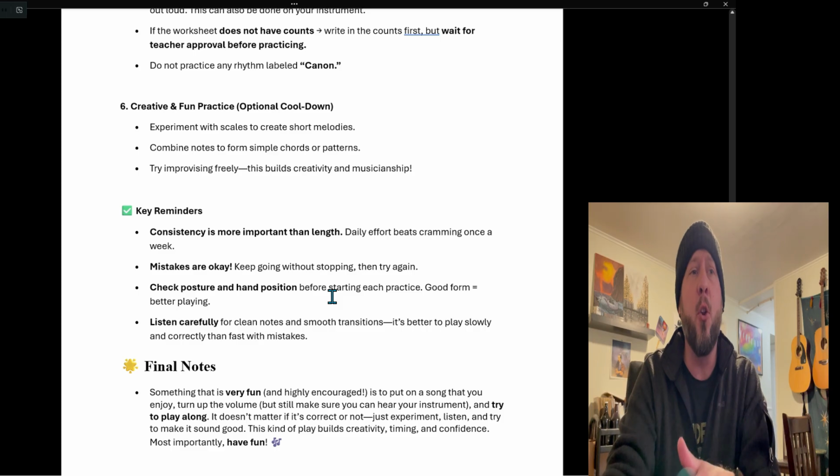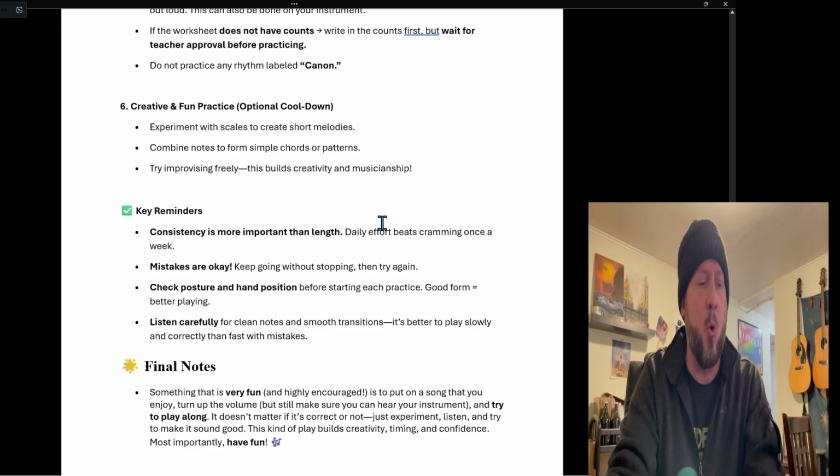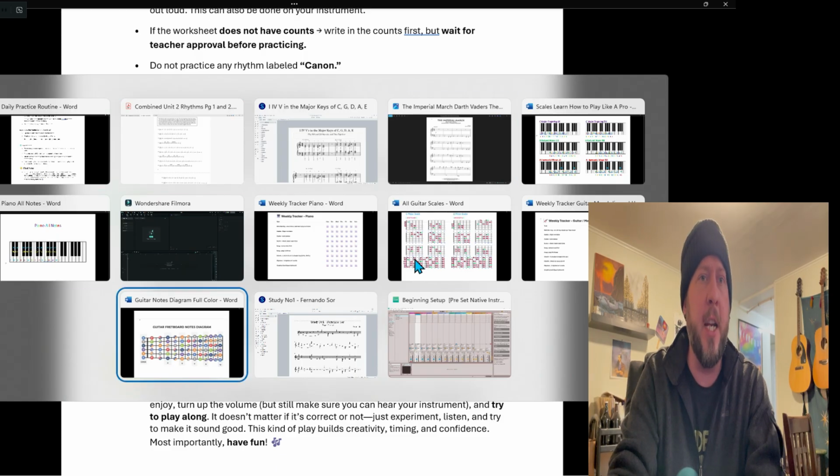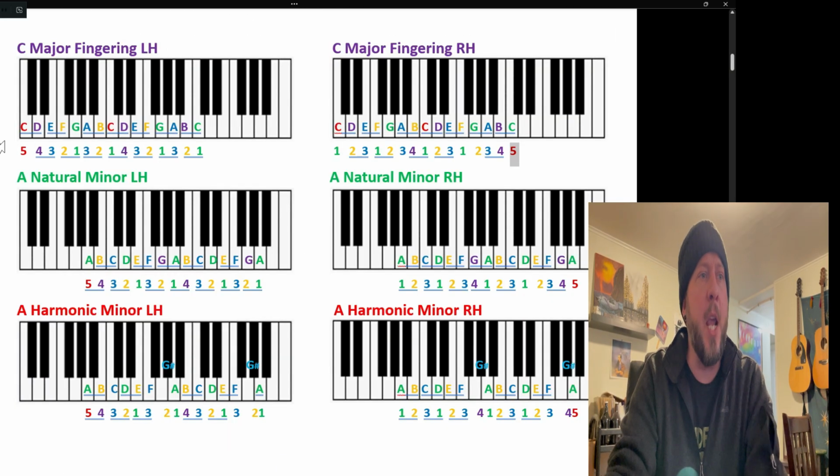So let's take a quick look though at forming simple chords. So let's go back to our scale sheet here. So yeah, combining notes.